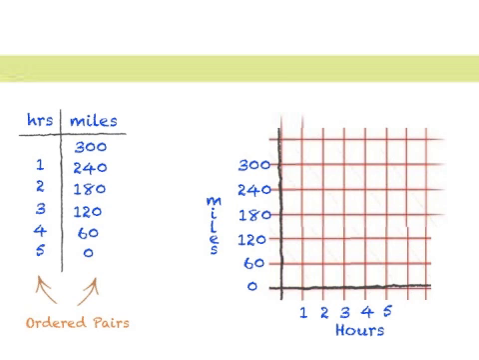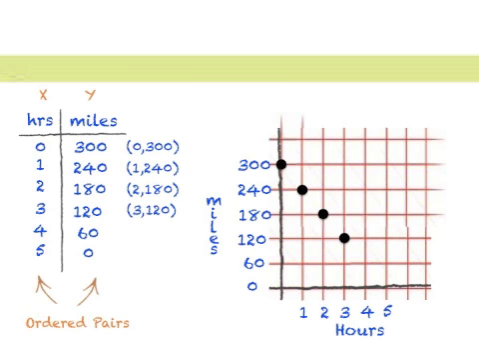The two columns in the table make ordered pairs. Hours is the X and miles is the Y. We'll put a 0 in next to 300 because until we started driving, no time had passed and we were still 300 miles away. So the first ordered pair is (0, 300), which would go right there. And then the next point is (1, 240), which goes right there, and so on to (2, 180), (3, 120), (4, 60), and finally (5, 0). When there's 0 miles left, that means we're at Grandma's house.